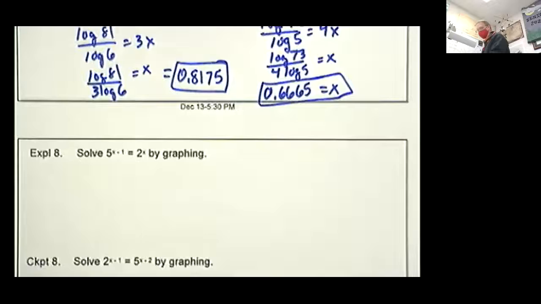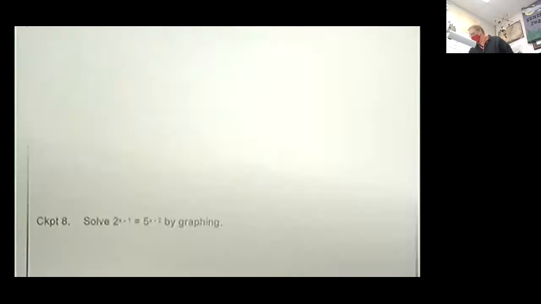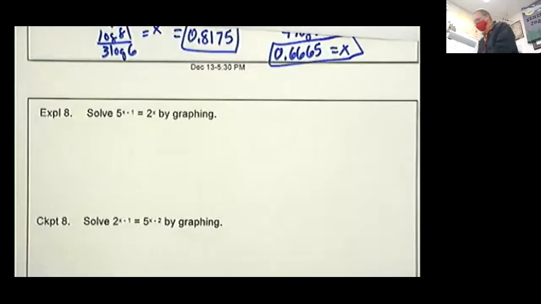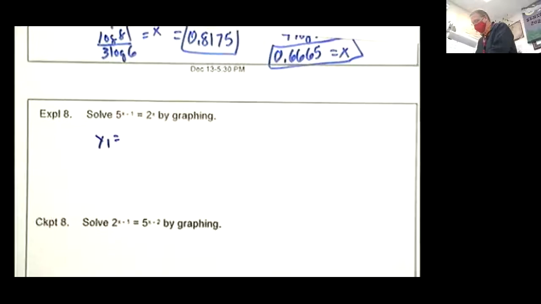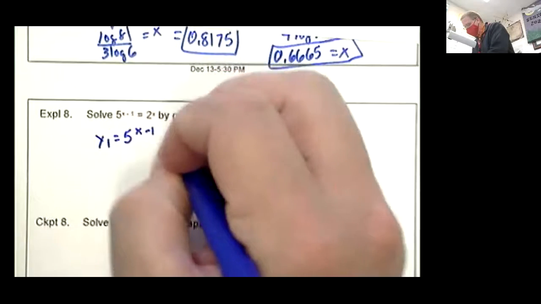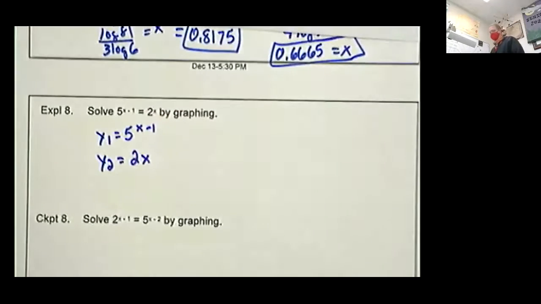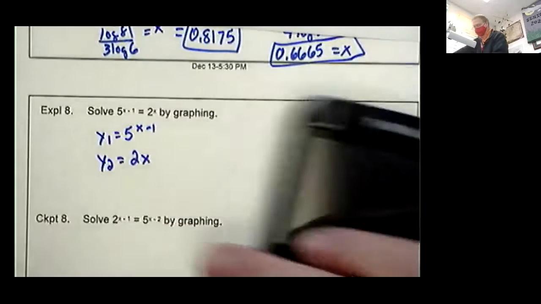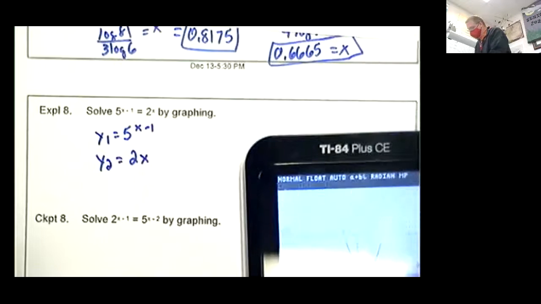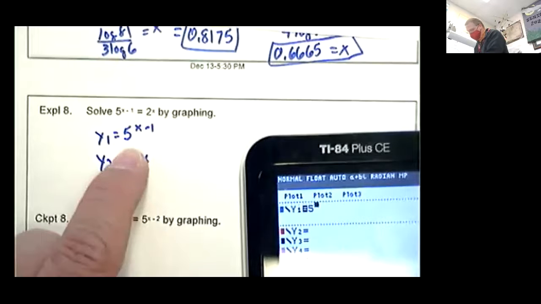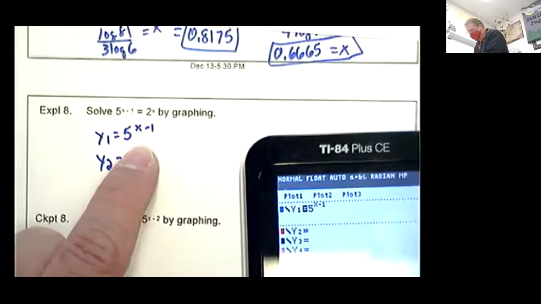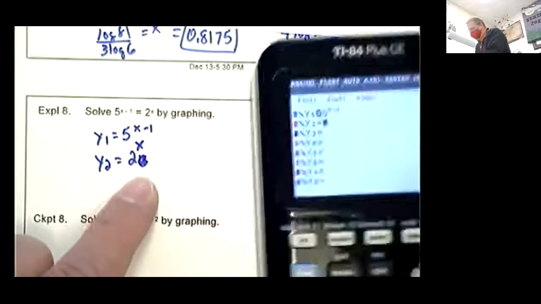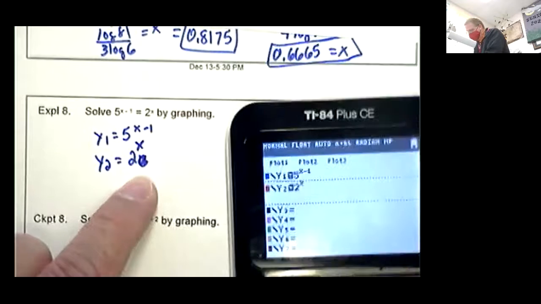Last thing we're going to look at is solve by graphing. And the way this works, we're going to basically set each one of these equal to a y. So y1 is equal to 5 to the x minus 1. y2 is equal to 2 to the x. And so you're going to graph these on your calculator. And so let's try this. So we want 5 to the exponent x minus 1. If you have an older style calculator, remember, you might have to use parentheses there. And then this is 2 to the x, x is the exponent. And let's graph and see what happens.